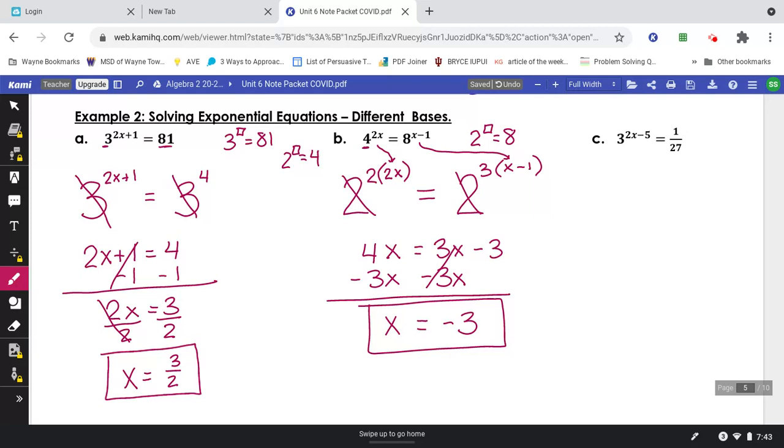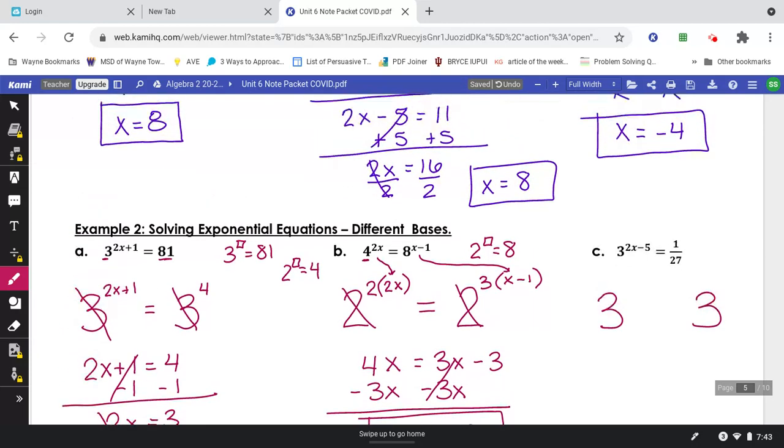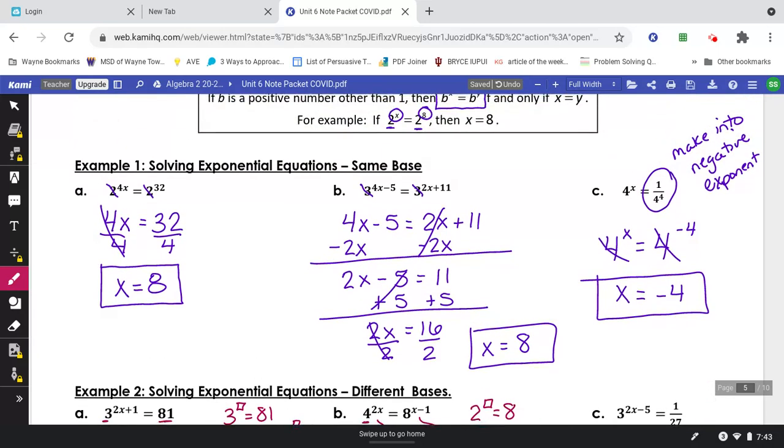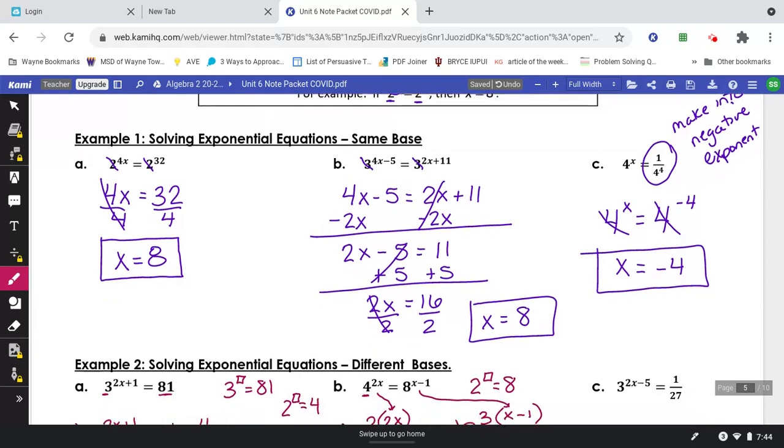For part C, I have 3 and 1 over 27. I think I'm going to use my base as a 3. So I'll bring this down as a 3 and bring this down as a 3. And remember that fraction, how we get that exponent. If you look back at this top example here, we make it into a negative exponent. So we'll make those fractions into negative exponents.